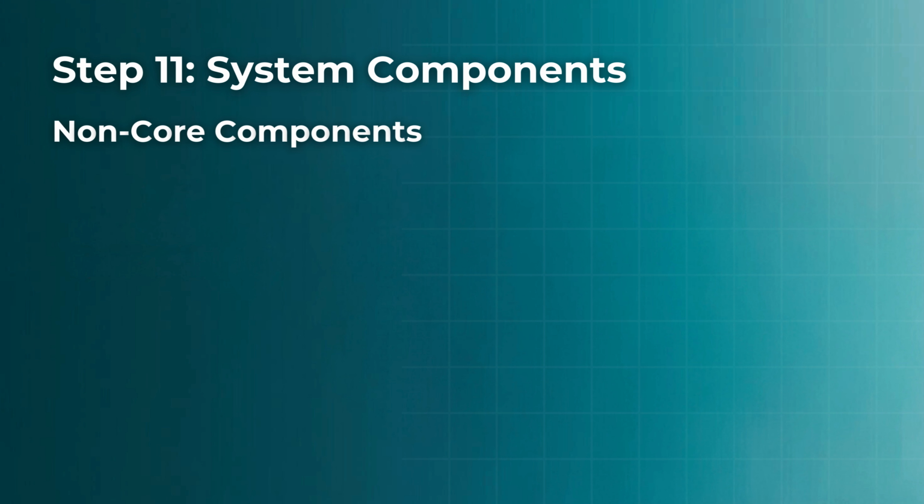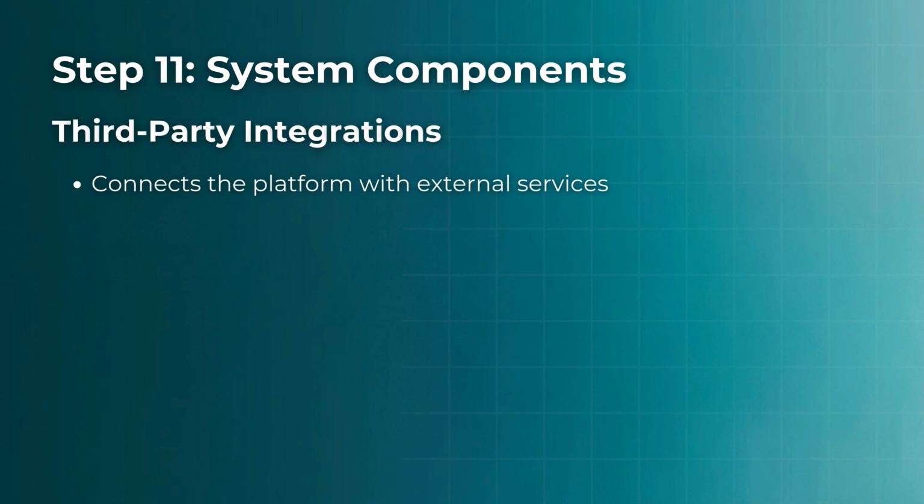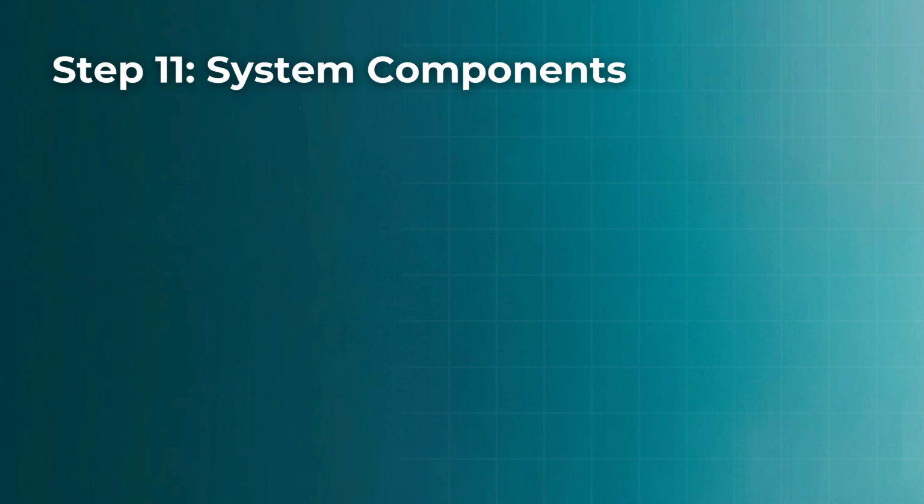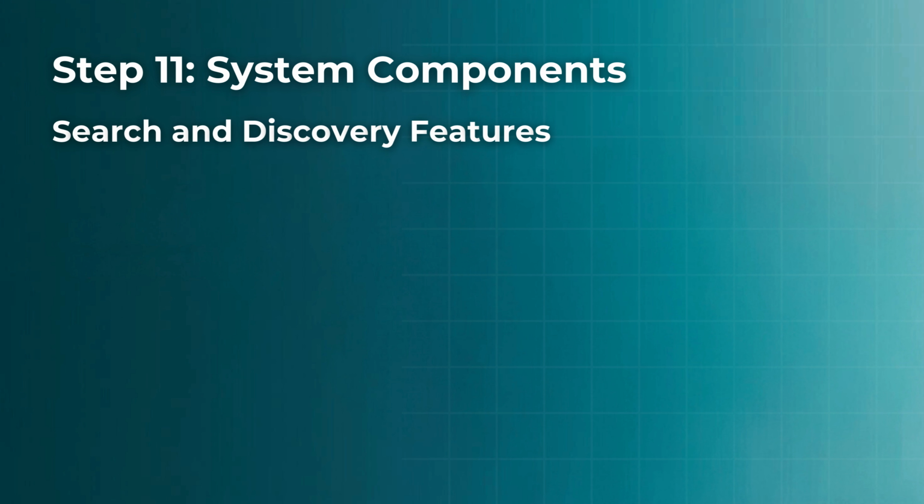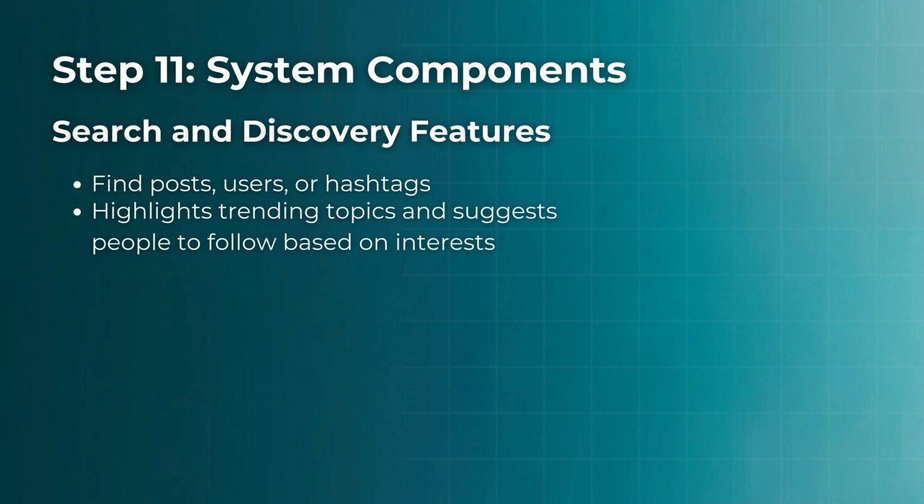Now, let's cover some additional features. First, third-party integrations. This connects the platform with external services, like enabling logins to Google or Facebook, analytics tools, or even payment gateways. Next, search and discovery features. This makes it easy for users to find posts, users, or hashtags. It also highlights trending topics and suggests people to follow based on interests.